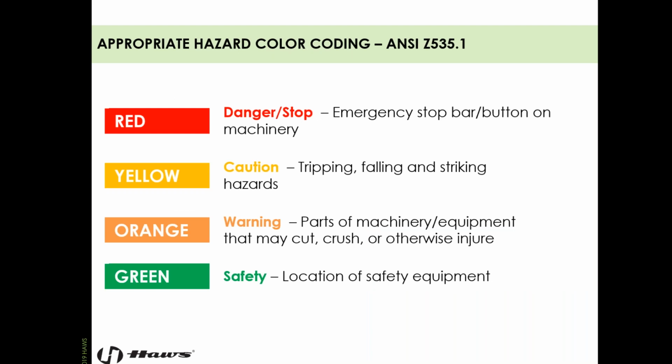This is more of a bragging point. This is ANSI Z358.1. This is not one that a lot of people are familiar with, but this is hazard color coding. Red is emergency stop bar or button. Yellow is a tripping, falling, or striking hazard. Orange is parts of machinery or equipment that can cut, crush, or otherwise injure. And green, the color of a certain safety manufacturer whose webinar you are listening to currently, is the location of safety equipment. So green is the color coding for the ANSI standard that indicates the location of safety equipment.